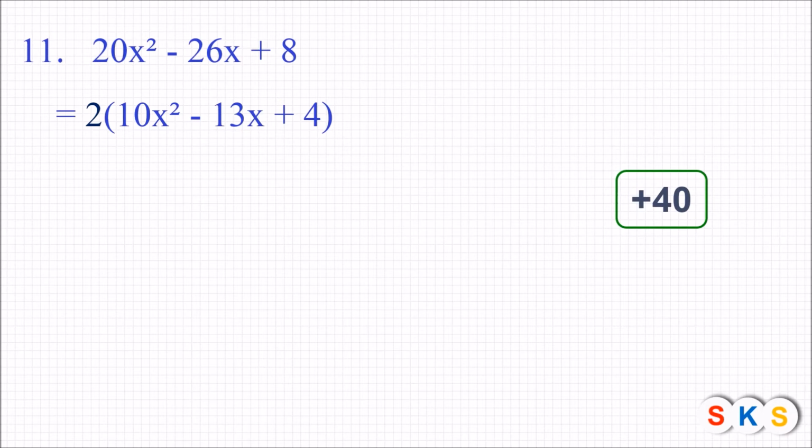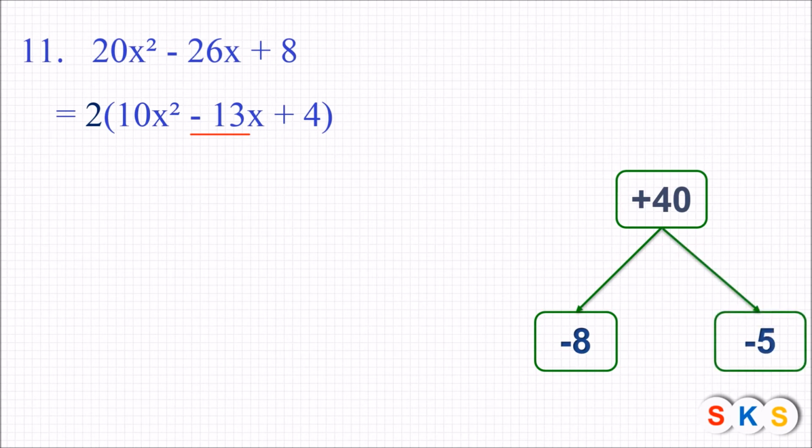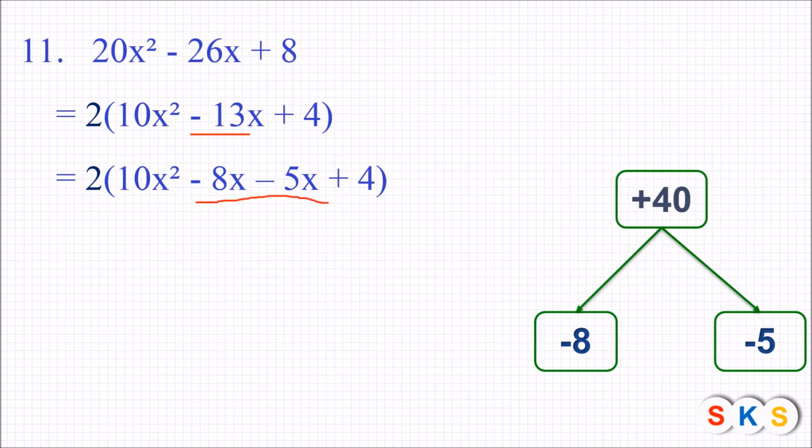Now we will find two numbers such that when you multiply those two numbers you should get plus 40, and when you add those two numbers you should get minus 13. So let's see, those two numbers are minus 8 and minus 5. Minus 8 into minus 5 is plus 40, and if I add minus 8 with minus 5 I will get minus 13. So I have split the middle term. The middle term was minus 13x and I wrote it as minus 8x minus 5x, right?